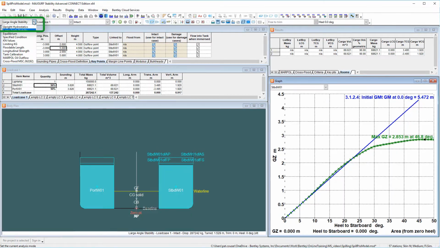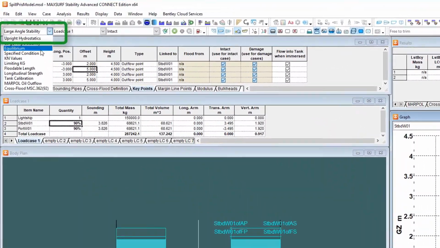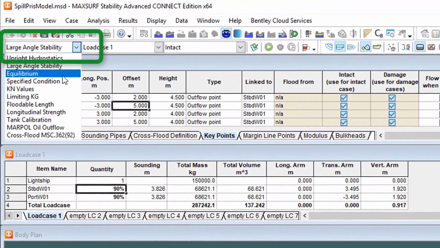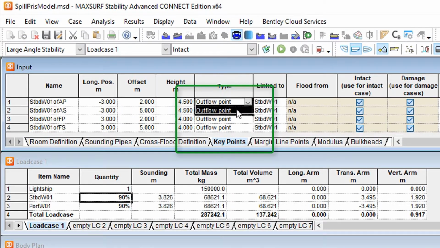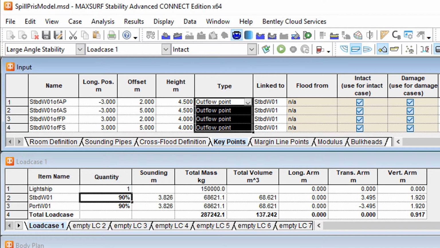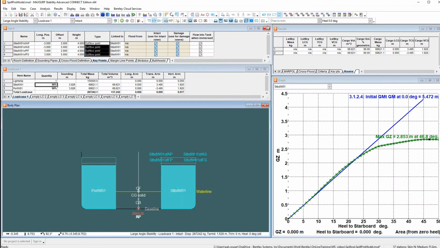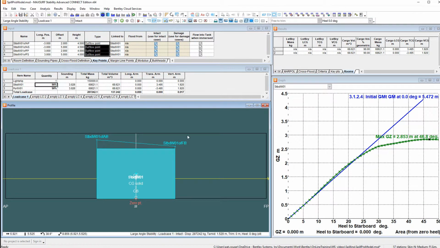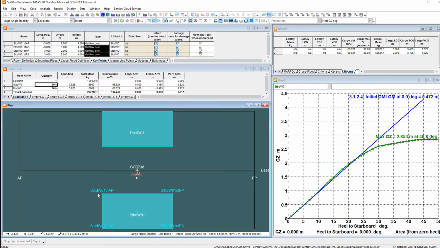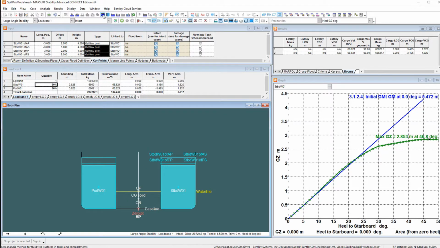This is possible during load case-based analysis, such as large angle stability and equilibrium. Special key points called outflow points are used to specify the location of the tank opening. For example, for a rectangular tank with an open top, you would probably define one outflow point at each of the top corners of the tank, since it is not possible for any other part of the top of the tank to be lower than these corners.